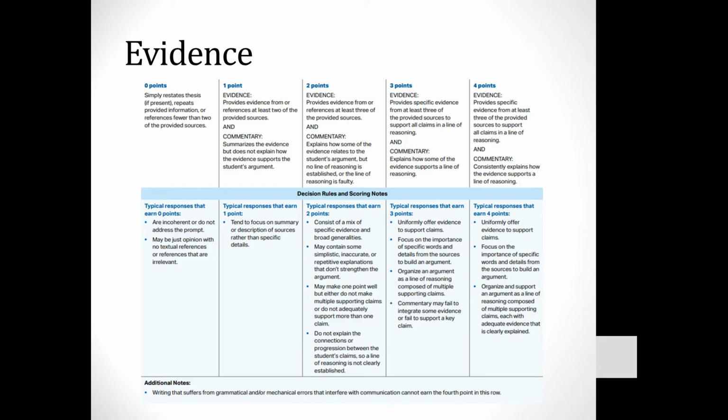They're not just 3 randomly chosen sources. There should have been a clear usage for all 3 that you've done. But otherwise, that's not too hard, right? You can do single evidence at least for papers altogether. Commentary consistently explains how the evidence supports a line of reasoning.